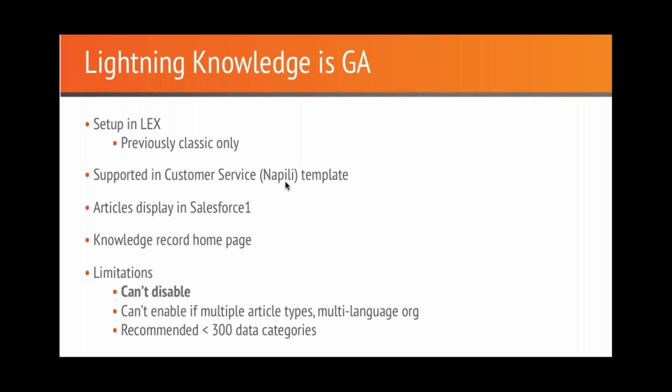There are some caveats around Lightning Knowledge. First off, once it's enabled, you cannot disable it. So make sure you've tested thoroughly in a sandbox before you consider doing that. You also can't enable it if you have more than one article type or if you're a multi-language org. So it's very much aimed at a narrow use case. And it's also recommended you have less than 300 data categories, which I would think most people do, actually, because that's quite a lot of data categories to manage. Really, at the moment, the sweet spot for Lightning Knowledge is either new orgs or orgs that haven't used Lightning very much, if at all.